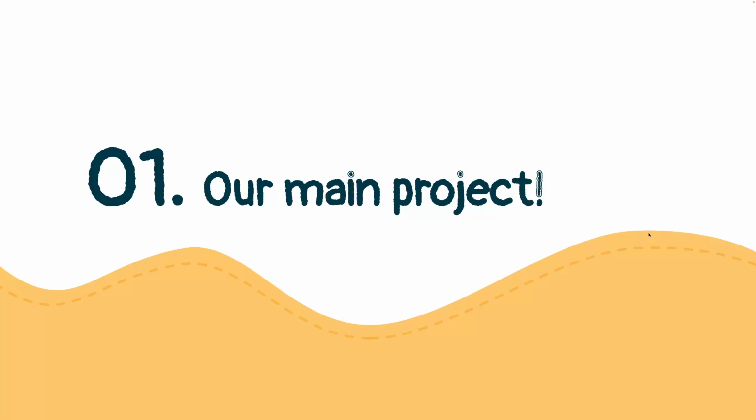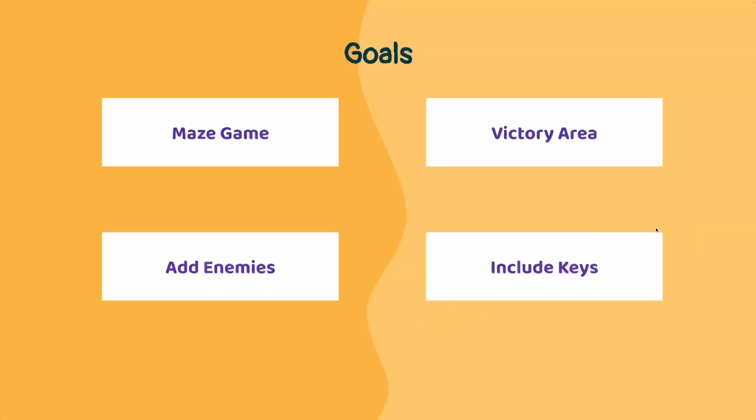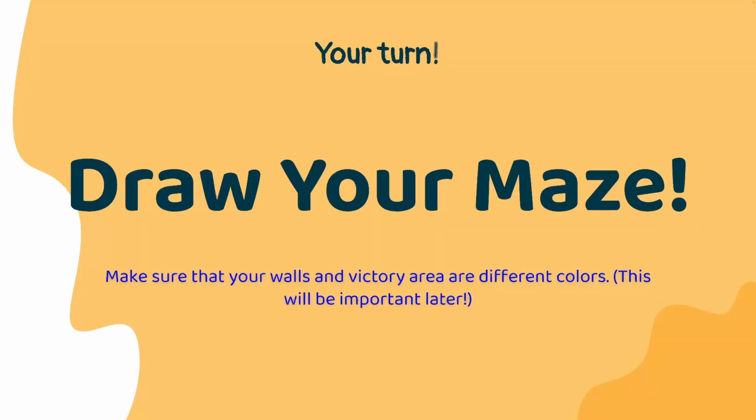Now let's introduce our main project, which we will work on for the next 3 sessions. Our project will be a maze game. This maze will have a victory area, enemies, and several keys that you can collect in order to unlock another level. Now it's your turn. We're going to go through a few steps together so you're able to draw your own maze.